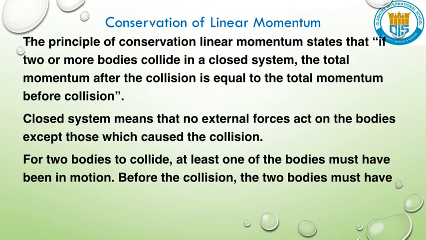For two bodies to collide, as I said, at least one of the bodies must have been in motion. So before the collision, the two bodies had momentum individually. After the collision, they also had momentum individually. When we add up their momenta before and after, we should get the same thing. That is what the principle of conservation of linear momentum talks about.